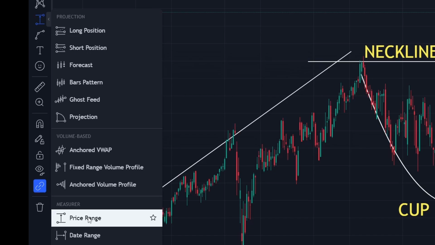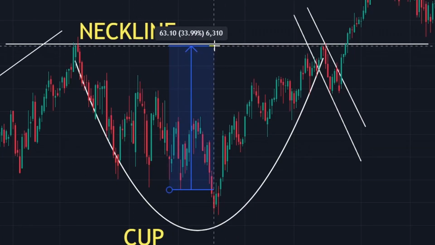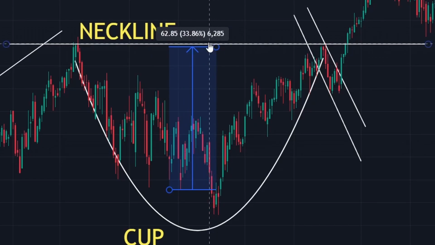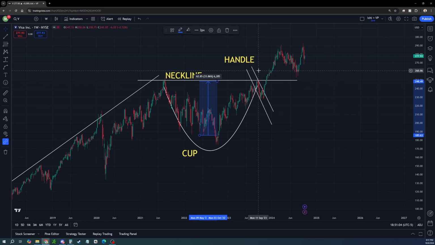I'm going to click price range, start at the bottom of the cup here, and go to the top of the neckline, and you can see that's 33% or 62 points. So 62 points is basically going to be our take profit level, 62 points above the buy point or the neckline. As you can see, it's around 250, so 62 points above that would be the take profit level. Again, you don't have to use this. It's just technically where it's supposed to be.